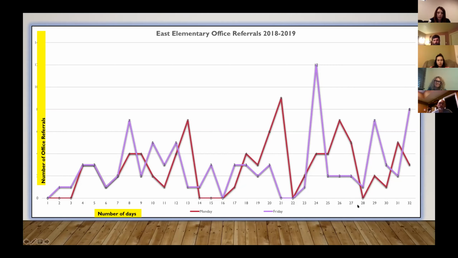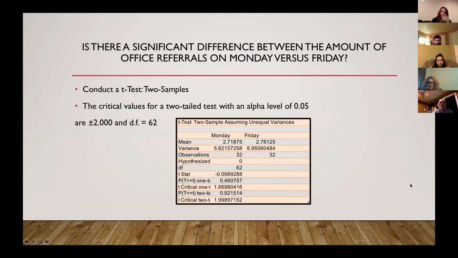So I just had to kind of pair them up as I could. If you look at the data, it's pretty spread out, but it looks kind of consistent. We really only see one spike here on the date of the 24th, and we see a high number of increase of 12, and that actually was on a Friday. So I ran a t-test to compare both of these, and to see if there was a significant difference between the amount of office referrals.